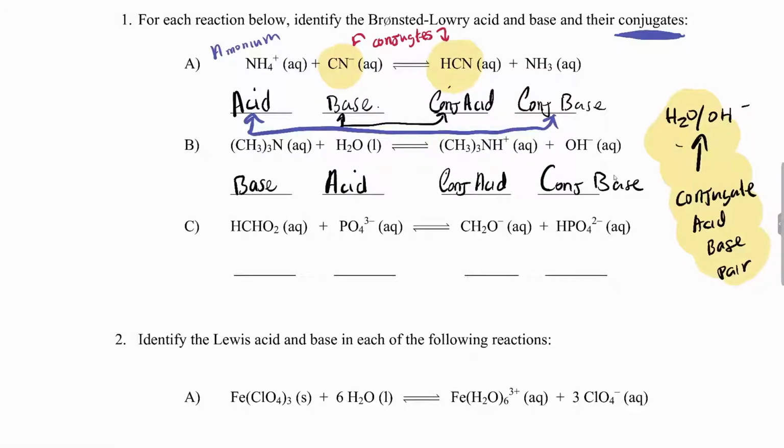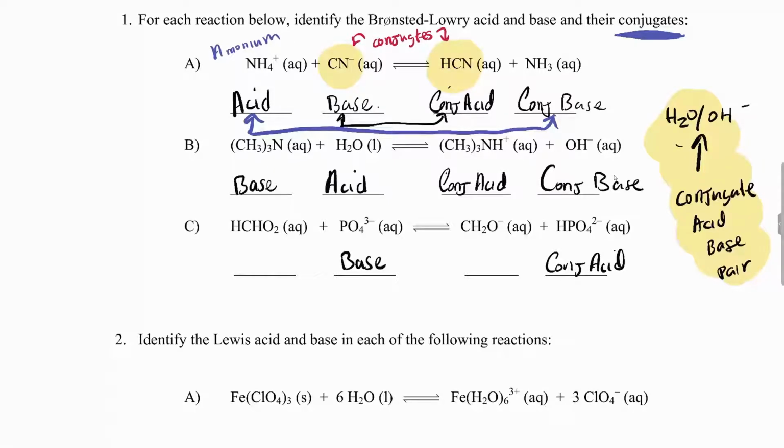Okay. All right, so let's look at C. Make sure you pause the video and try to predict the answers yourself. Okay. Let's take a look at phosphate first. PO4 3-, we can see there, and it's picking up a proton over here. Therefore, it's acting as a proton acceptor, which would make that a base. And because that is a base as a proton acceptor, we know that HPO4 2- must be acting as its conjugate acid.